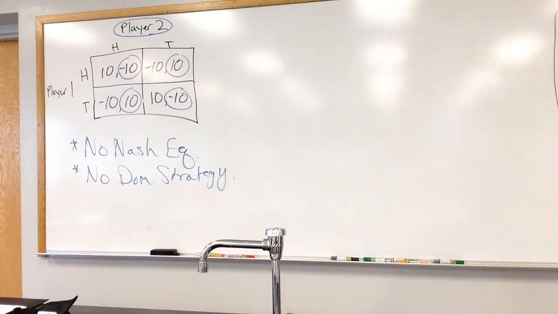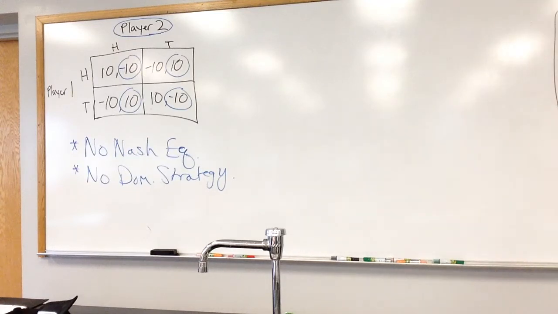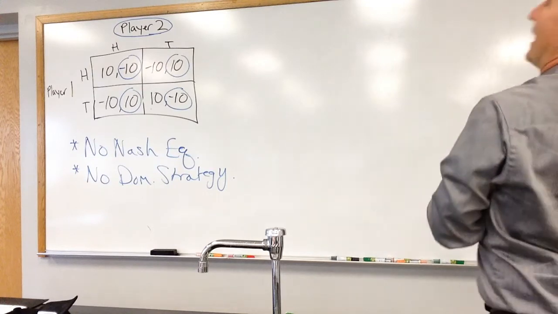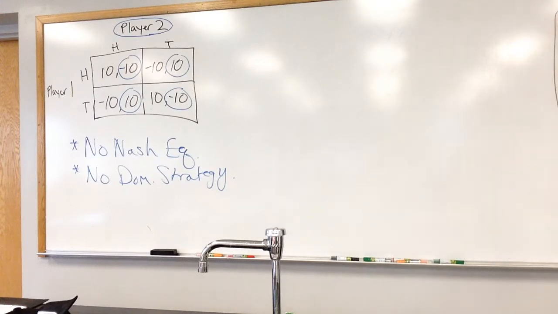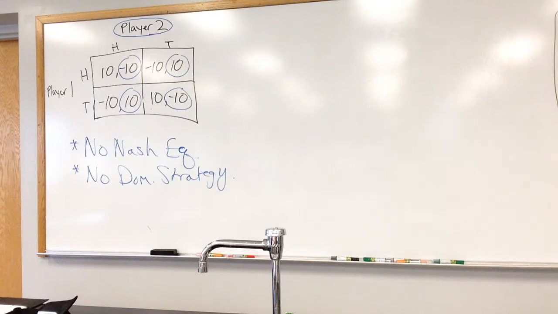Okay, ready? 1, 2, 3, go. They don't match. Dylan wins. 1, 2, 3, go. They match. I win. 1, 2, 3, go. They match. I win. Heads and heads. 1, 2, 3, go. They match. I win again. 1, 2, 3, go. They don't match. Dylan wins. 1, 2, 3, go. They don't match. Dylan wins. I had heads, she had tails.